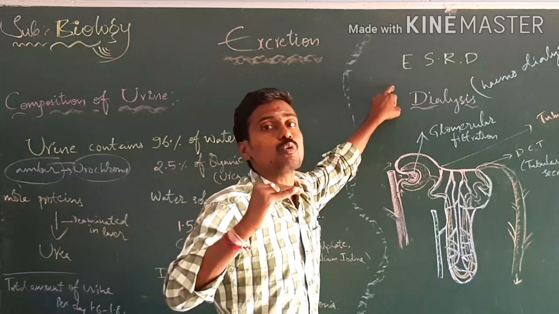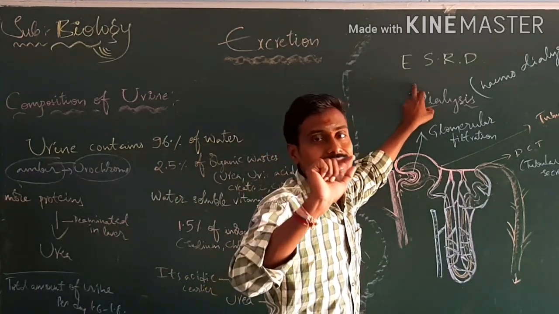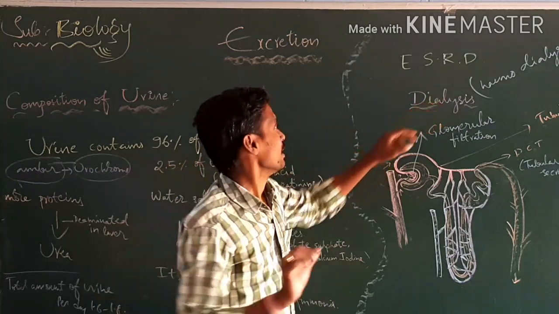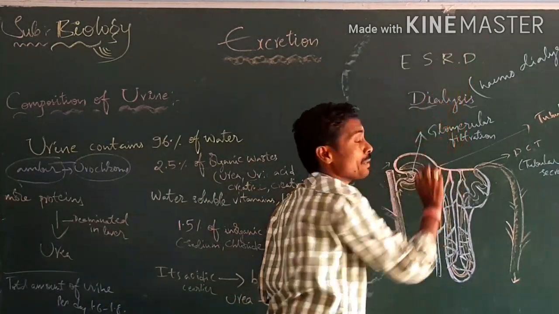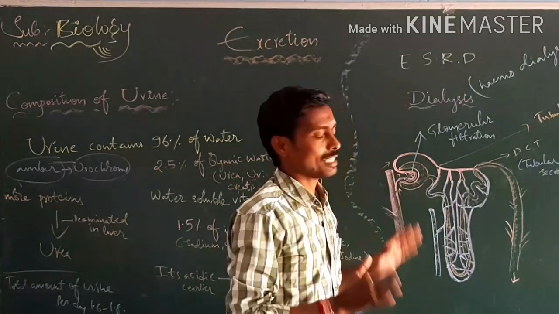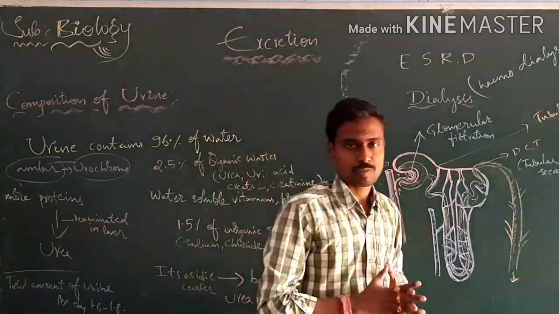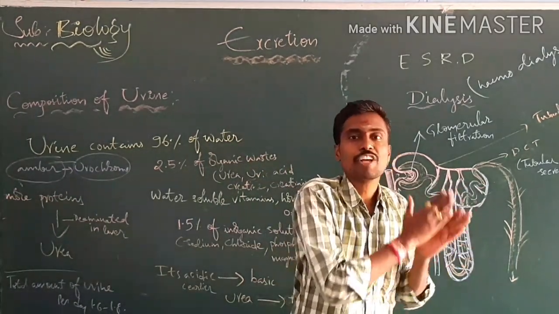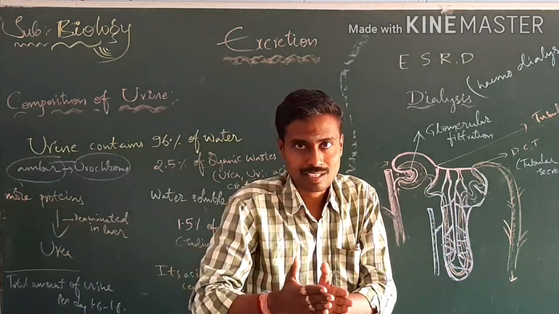The people who go for dialysis, that stage is called ESRD, end stage of renal disease. Just to remember here, renal means related to kidney. So let us see what is going on in the process of dialysis. First, what is the aim here? Waste materials to be filtered from the patient's body.